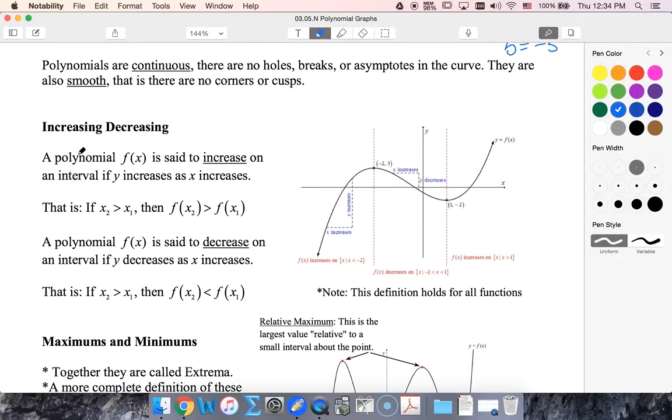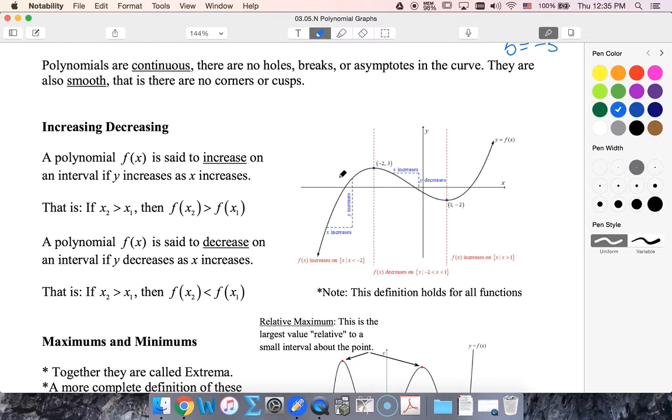Okay, so we talk about polynomial functions increasing. So as x increases, if my y value is increasing, then I say the function's increasing. As x increases, if the y value is decreasing, then I say that the function is decreasing. And I talk about the intervals that happens on. So here I would say f of x is increasing for x less than -2. Between -2 and 1, the function is decreasing. And then for x greater than 1, it's increasing.